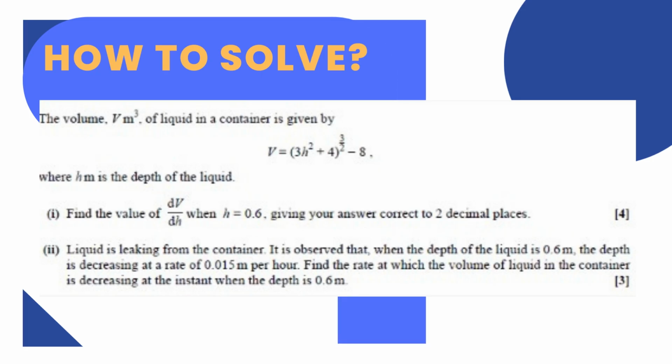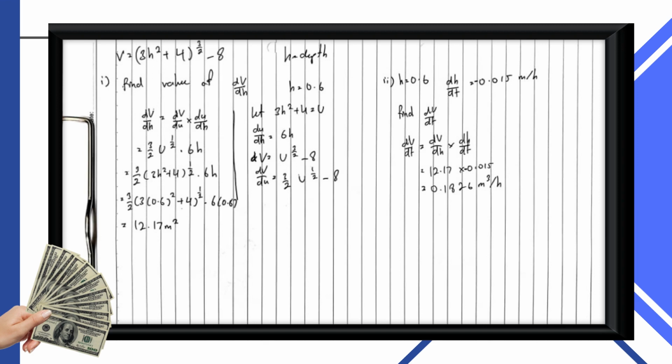Okay, now let's proceed with the second example for today. From the question, we know that the volume is equal to (3h squared plus 4) in brackets to the power of 3 over 2, minus 8, and h is equal to the depth of liquid. For the first part of the question, we need to find dV over dh, and it is given that h is equal to 0.6.